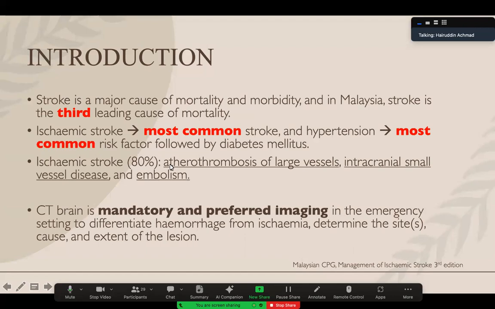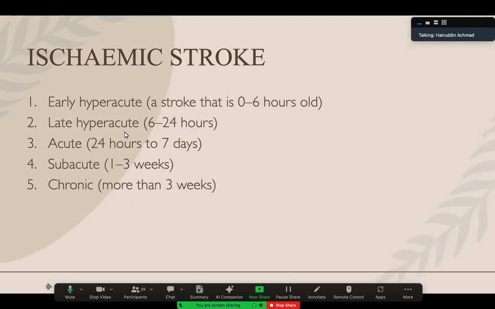The MOH has recommended that CT brain is mandatory and also the preferred imaging in the acute stroke setting. Firstly, it is to differentiate whether it's a hemorrhagic stroke or an ischemic stroke. And then we look at the site and the extent of the stroke involvement. I've mentioned early, late, acute. Basically, acute stroke falls under less than 7 days, beyond that up to 3 weeks is subacute, and chronic is more than 3 weeks.